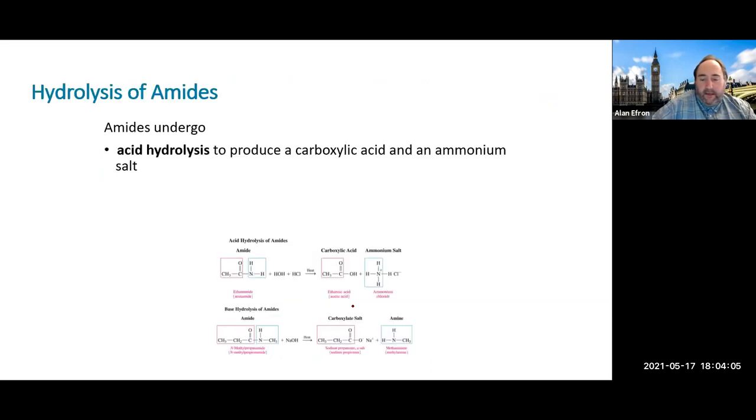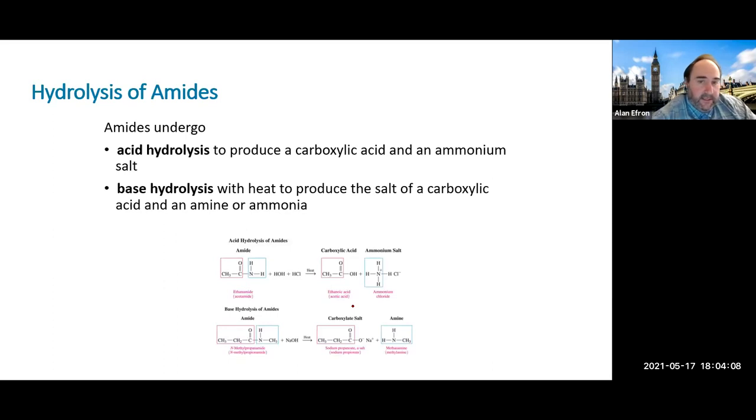So we do need to talk about these two reactions that amides undergo, and these are hydrolysis reactions. And we saw some hydrolysis reactions when we were talking about carboxylic acid, so it makes sense here. In an acid hydrolysis, we produce a carboxylic acid and the ammonium salt. In a base hydrolysis, we produce the salt of the carboxylic acid and we end up with an amine or ammonia.